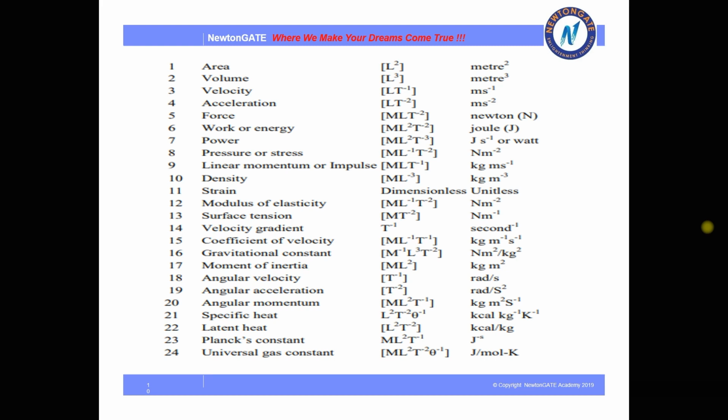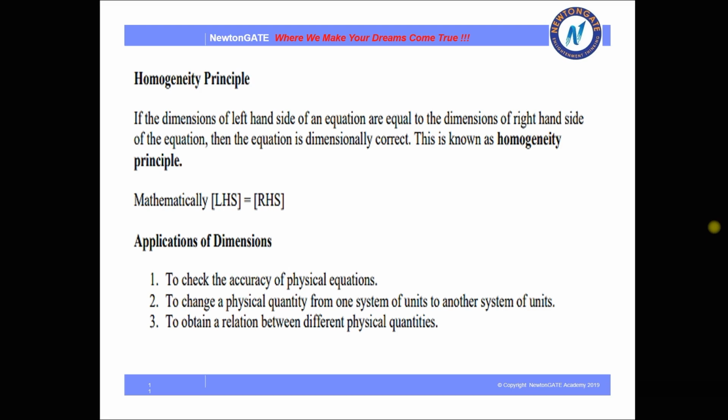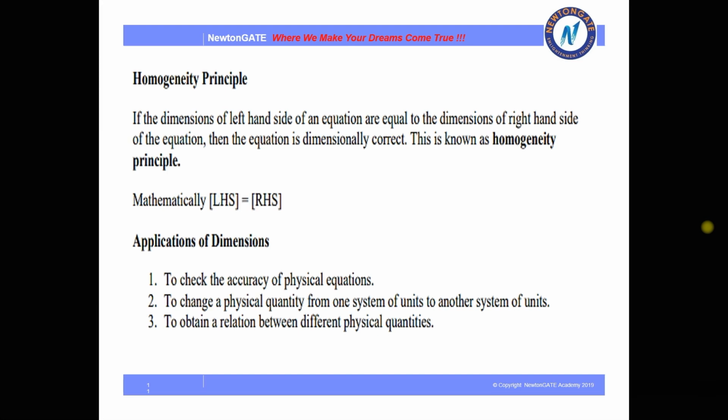Definitely these are the derived ones. Homogeneity principle. If the dimensions of the left hand side of the equation are equal to the dimensions of the right hand side of the equation, then the equation is dimensionally correct. This is known as the homogeneity principle. Mathematically, both the left hand side and right hand side dimensions should be equal. Applications of dimensions: to check the accuracy of physical equations, to change a physical quantity from one system of units to another system of units, and number 3, to obtain a relation between different physical quantities.